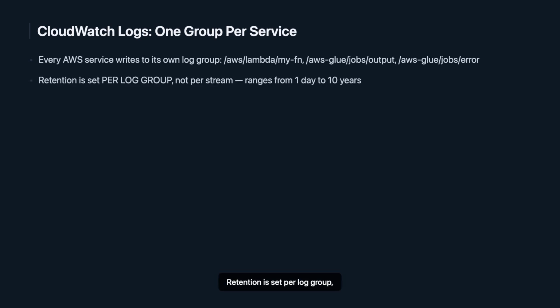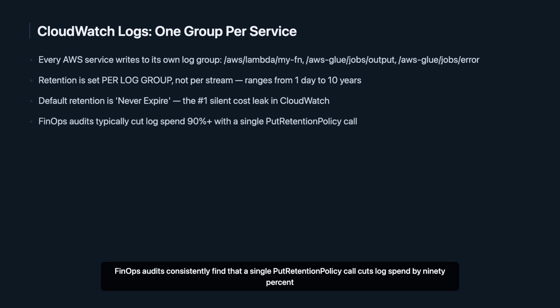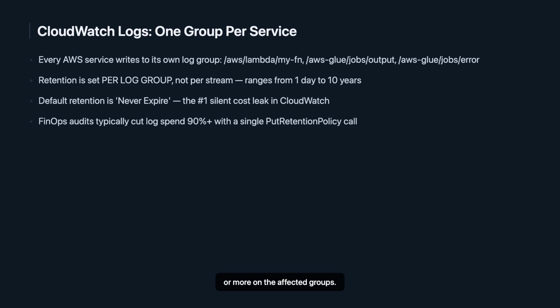Retention is set per log group, not per stream, and the range goes from 1 day to 10 years. The default is never expire, which is the number one silent cost leak in CloudWatch. FinOps audits consistently find that a single put retention policy call cuts log spend by 90% or more on the affected groups. Every team that just deploys and forgets ends up paying to store log data forever. Set retention on day 1.